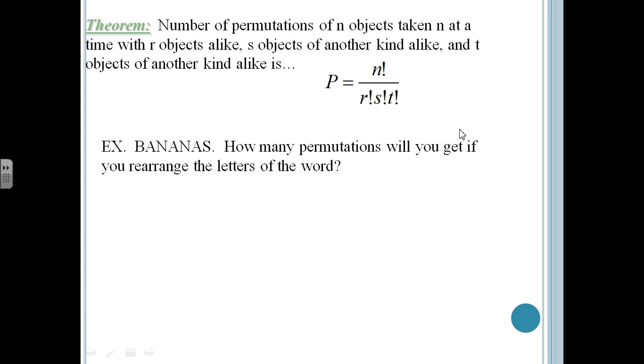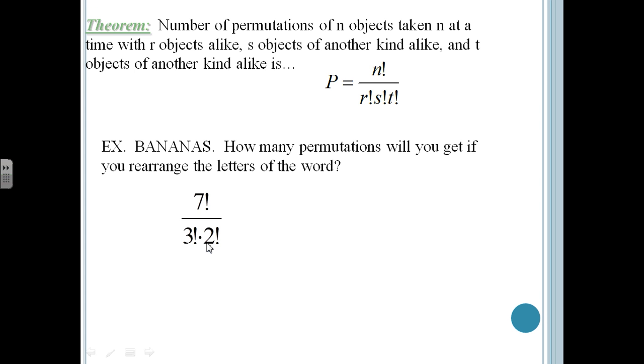So how many permutations will you get if you rearrange the letters of the word bananas? So first of all, we look and we see 1, 2, 3, 4, 5, 6, 7. There are 7 letters in this word. So the 7 factorial is going to go on the top. And then we look and see there are 3 A's, which you can't distinguish one A from the other A. So we have 3 factorial that's going to go on the bottom to represent the 3 A's. And then we also have 2 N's. So N is repeated. So that's the 2 factorial down here.